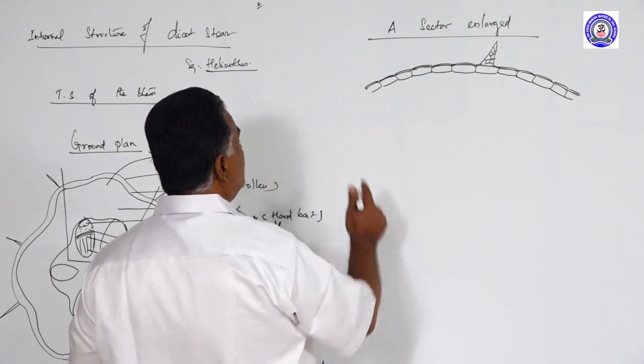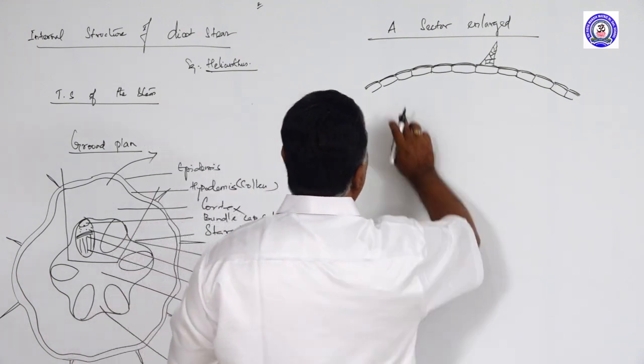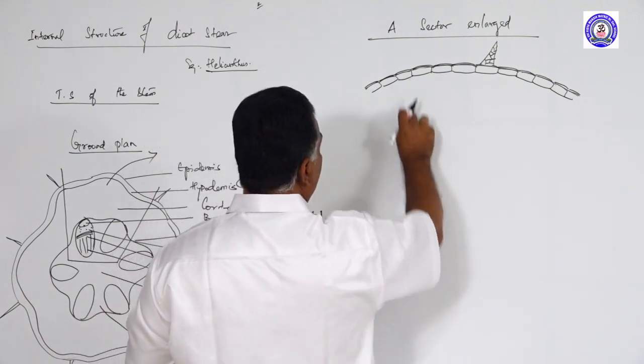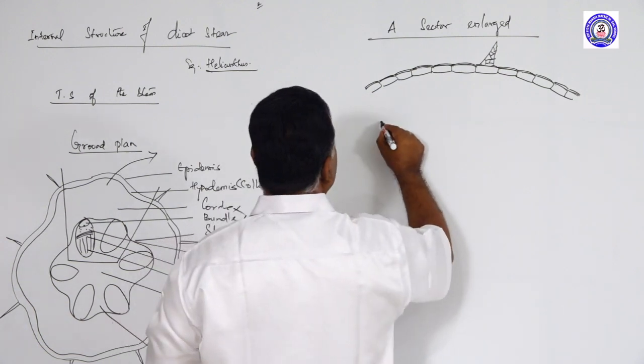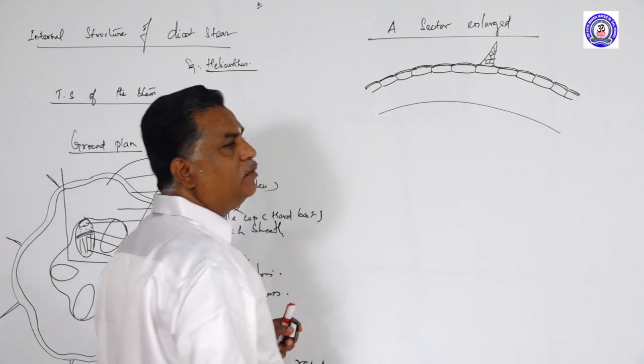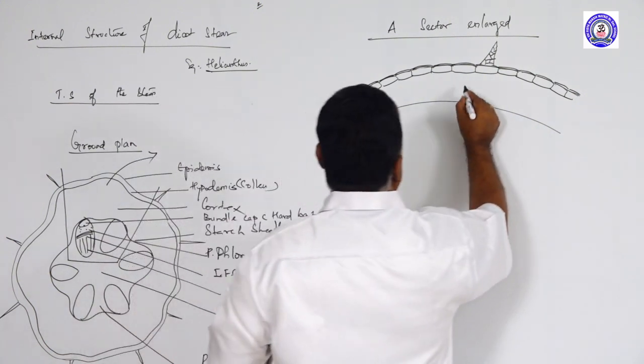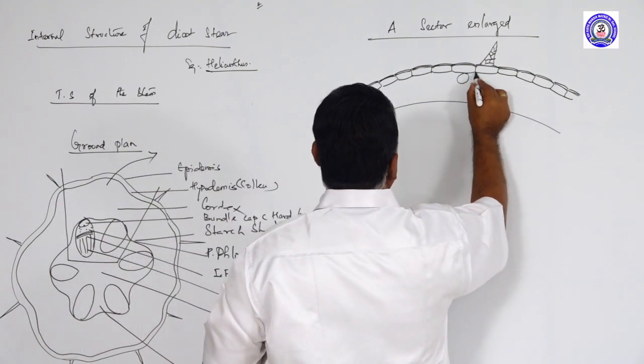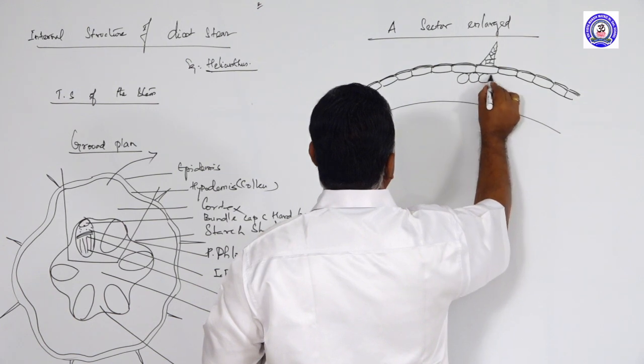Then next to that is cortex, the general cortex. Next to epidermis are a few layers of collenchyma cells.